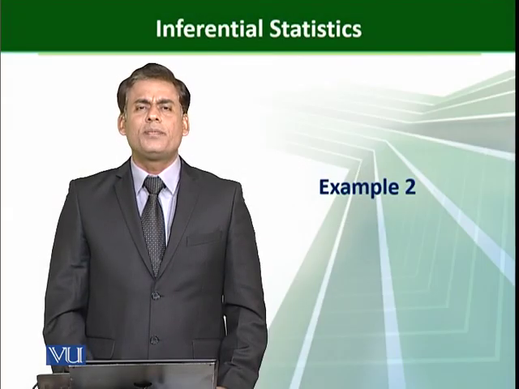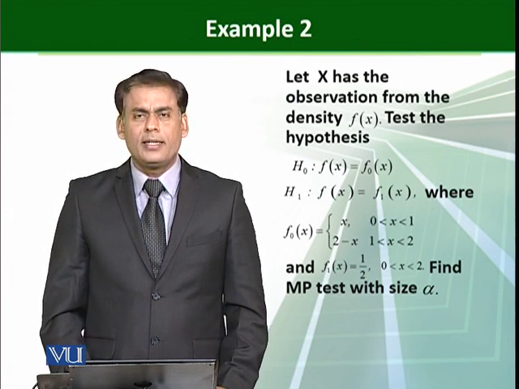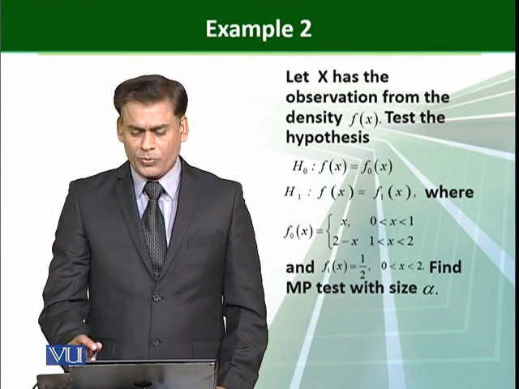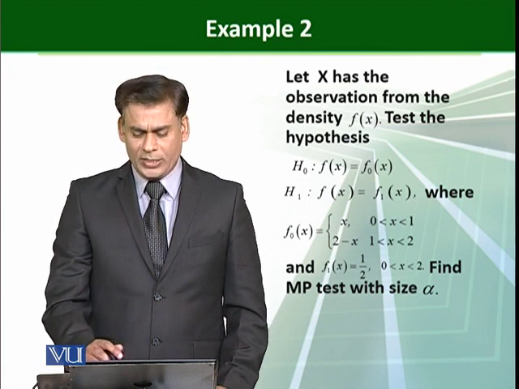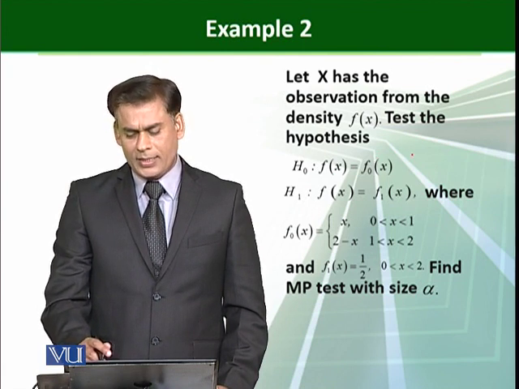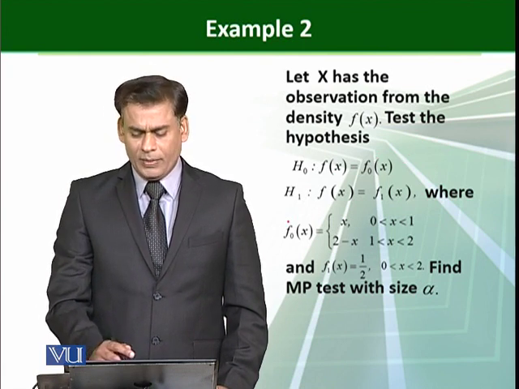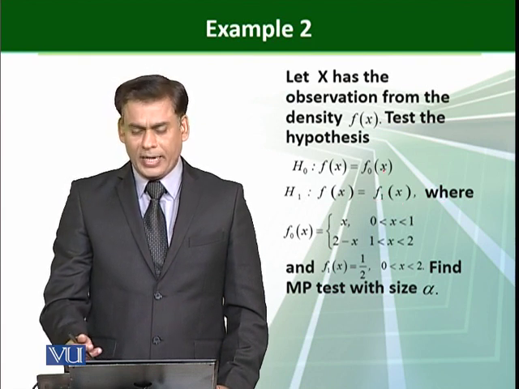Now we take another example to determine the most powerful test. Let X have the observations from the density f(x). Test the hypothesis H0, that f(x) is f0(x), against the alternative hypothesis, that f(x) is f1(x), where f0 is actually defined in two steps.